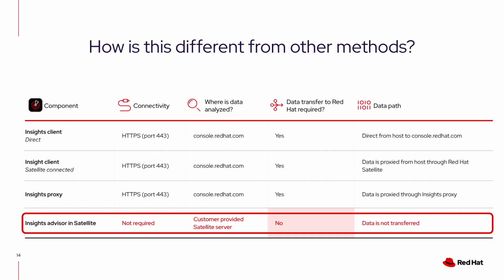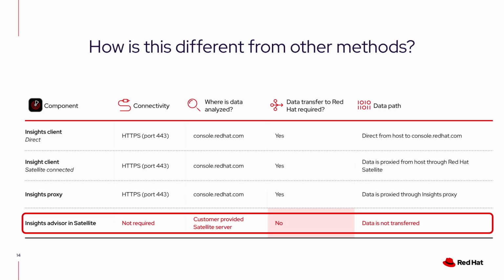So we've got a few different methods, various levels, right? Your fully connected version: you're running the Insights client right on your RHEL host. It's connecting right up to console.redhat.com and sending that little bit of telemetry data, and that's where the analysis is happening. If you've got Satellite in your environment, you can enable Insights. Insights will proxy through your Satellite and go up to console.redhat.com. So that's still the connected version.